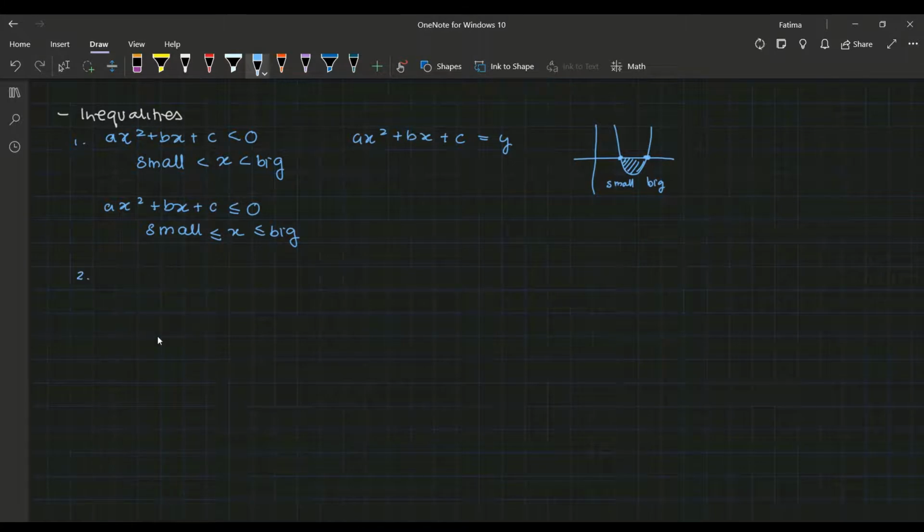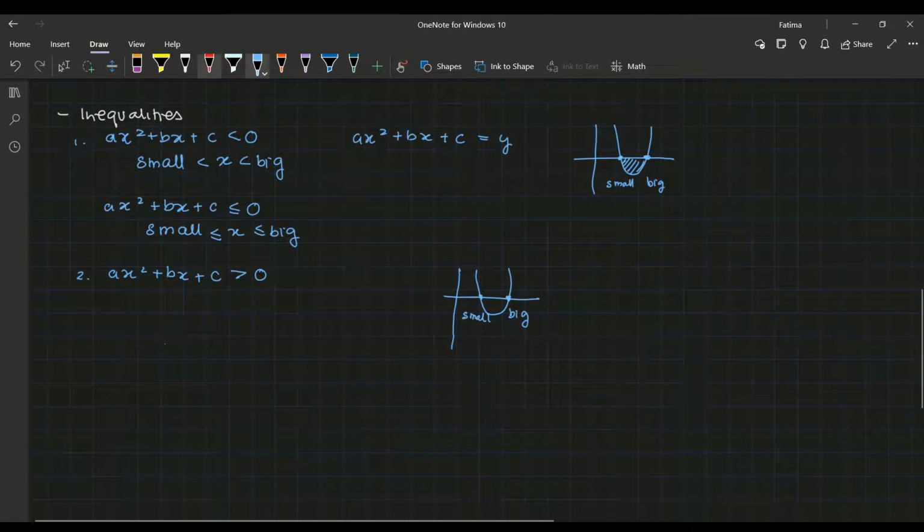If instead I was given ax squared plus bx plus c is greater than 0, this basically means what is the range of the x values that will give me a y value greater than 0. So again, if I draw my curve looking something like this, these points over here are the values of x that will give me exactly 0, where my quadratic equation would be equal to 0. I'd have a small value and a big value. Now, they're asking us for the values of x that will give us y values greater than 0.